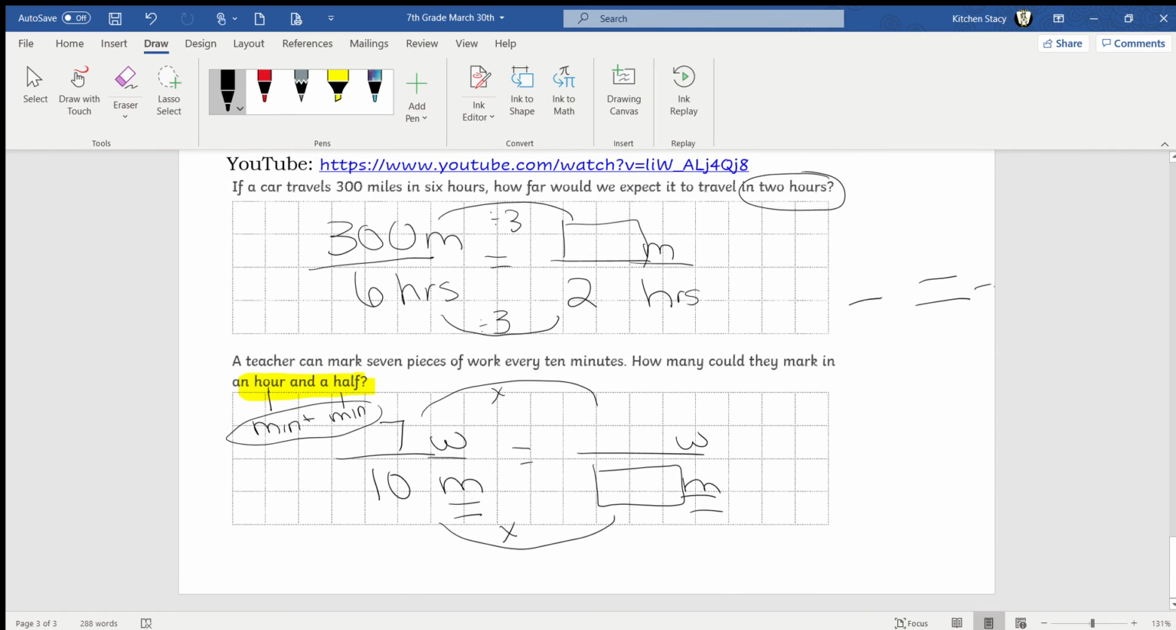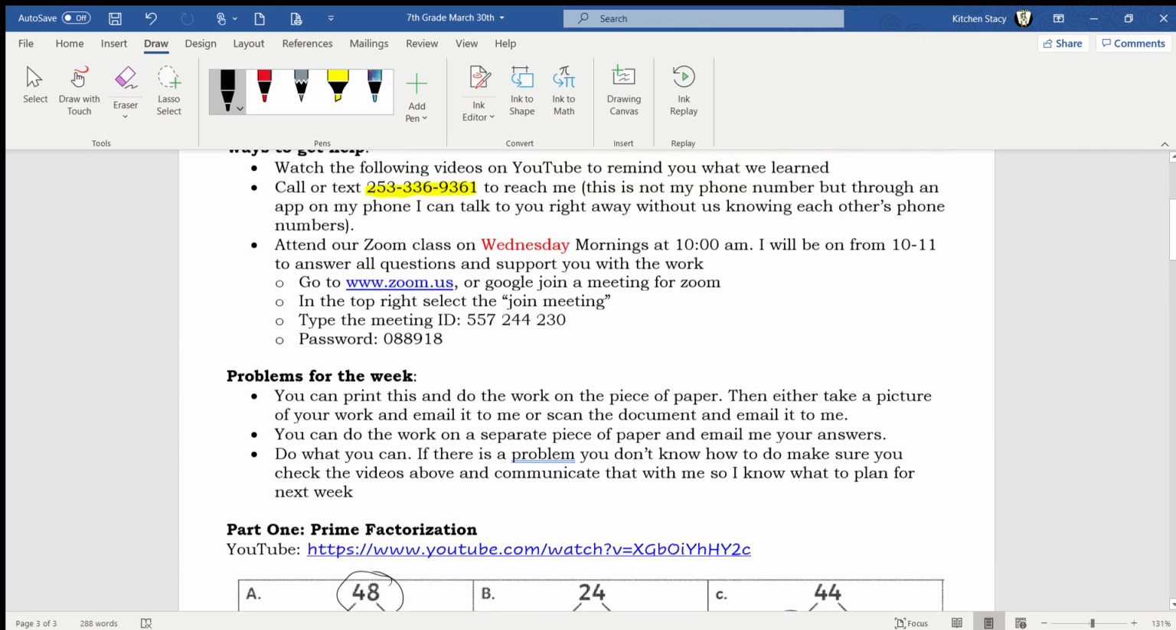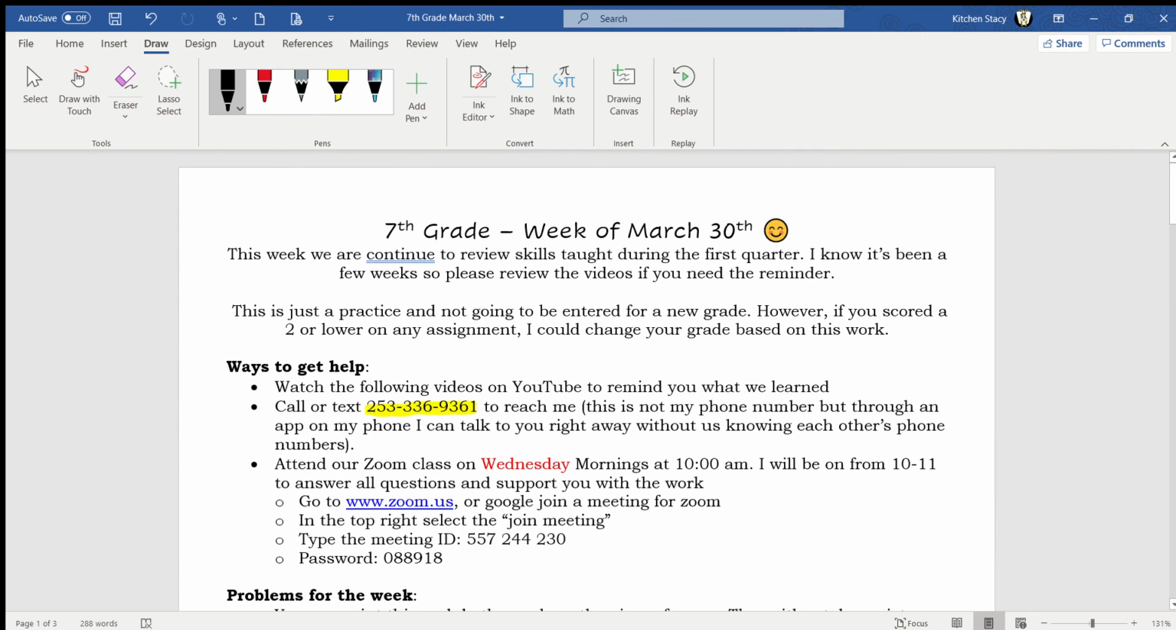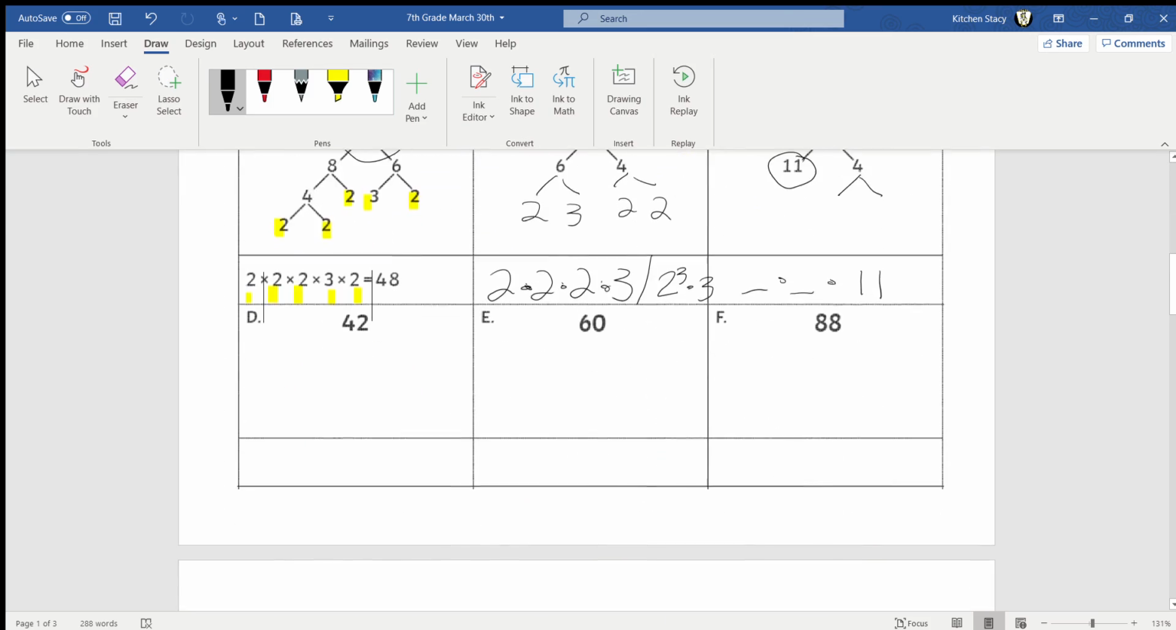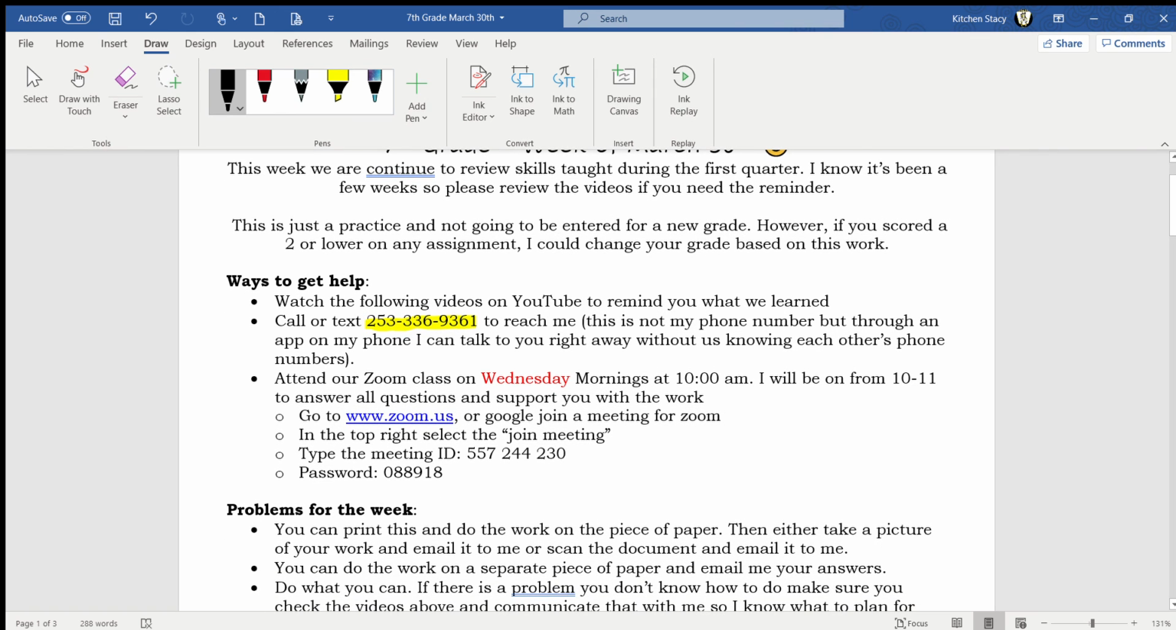So this week's packet is a little bit shorter than what I sent home last week, but there's still a lot of review and a lot of learning in there. So when you're going through the packet, if you have any questions, make sure you text me, make sure you come to our Zoom meeting. You can post on Canvas your questions. But hopefully this video that I'm about to share on YouTube will help you.